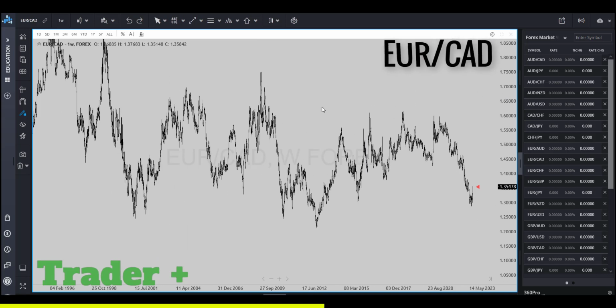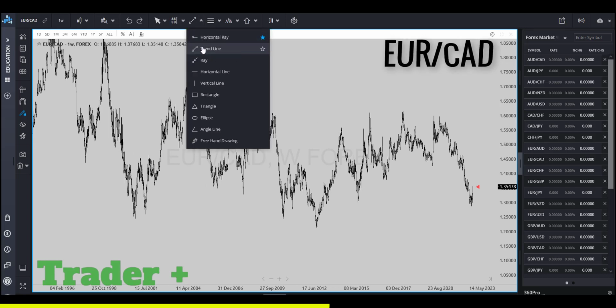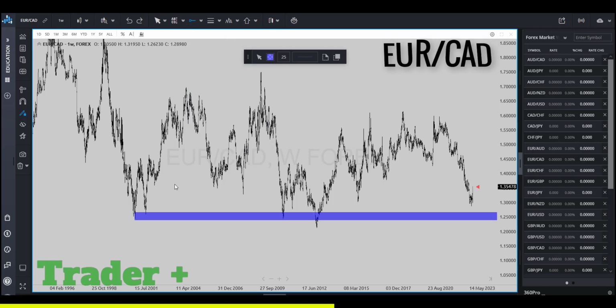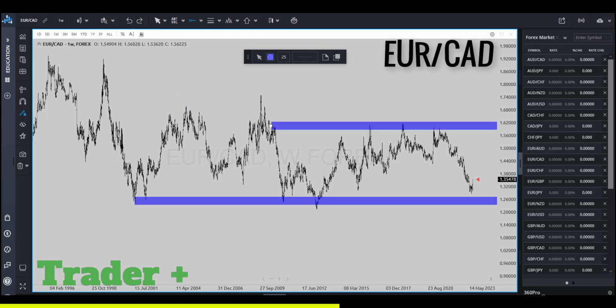Weekly EURCAD has been sideways. And you will see that once you go to the weekly pairs, you'll see these ranges that the markets have established over a period of years. And that's why I start there, because you want to know what's the longer term game plan for these pairs.